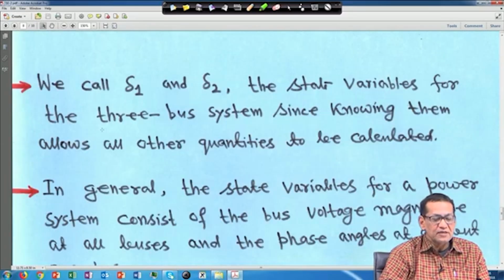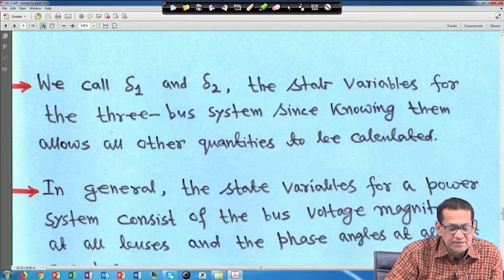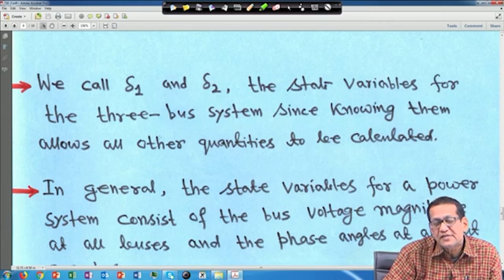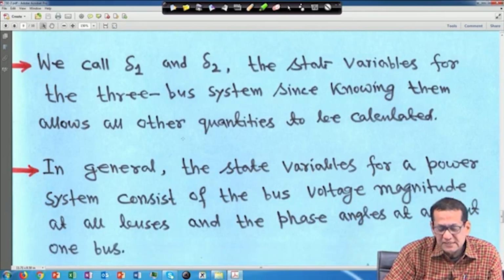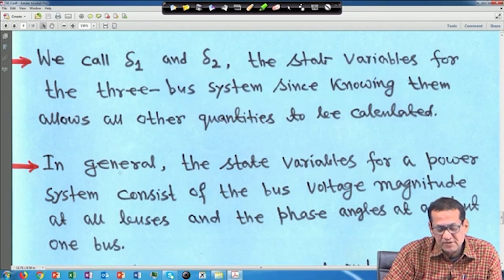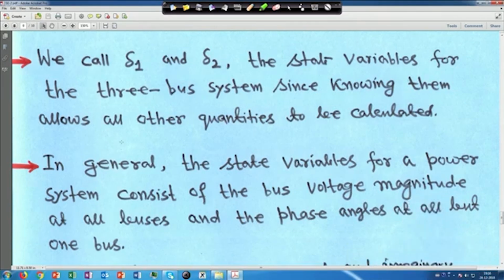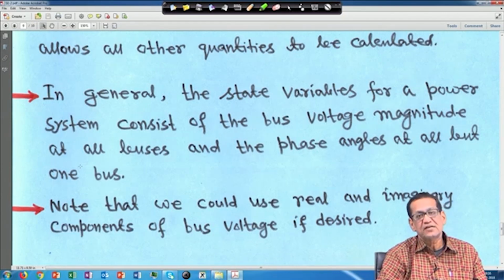So, we call delta 1 and delta 2 the state variables for the 3 bus system, since knowing them allows all other quantities to be calculated, right. Because our objective is to find the best estimate of delta 1 and delta 2, because for the slack bus delta 3 is 0, right. So, in general the state variables for a power system consist of the bus voltage magnitude at all buses and the phase angles at all but one bus, that is the slack bus. Note that we could use real and imaginary components of bus voltage if desired, that is also possible.